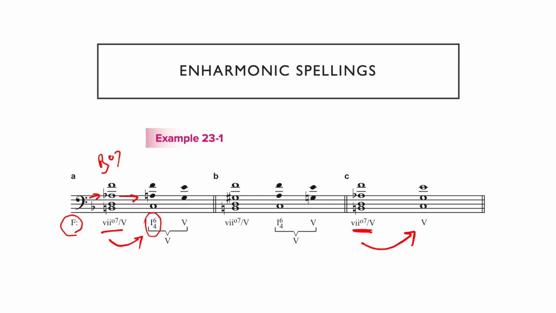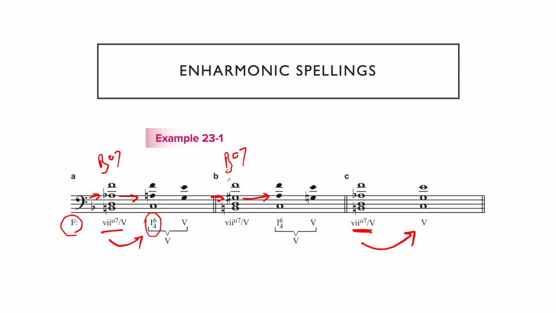After A flat, we expect G. Or it can go also up, B flat, C, etc., but not A natural. But here you see the same sound, also B diminished 7th, but this time instead of A flat, it is spelled as G sharp.